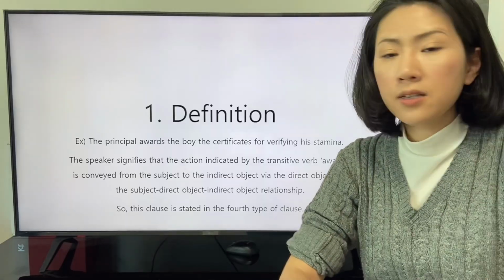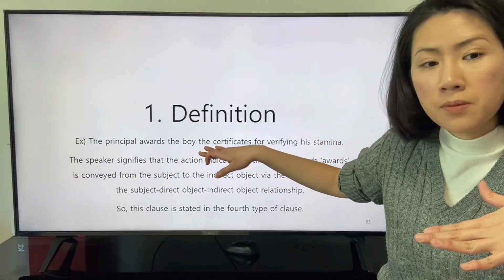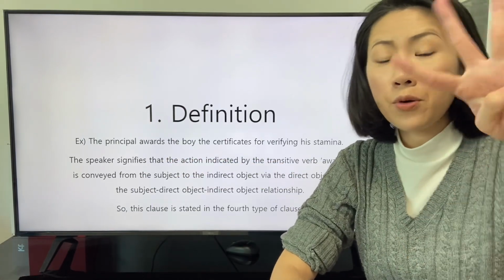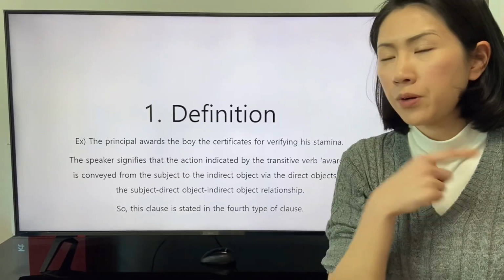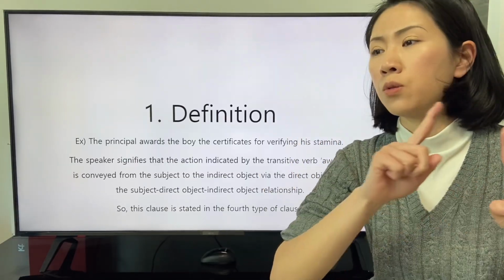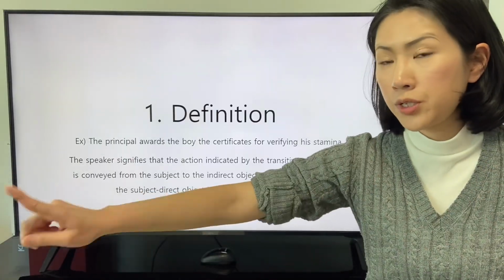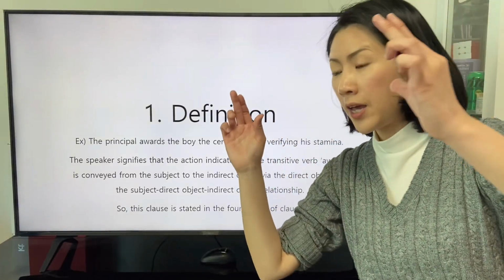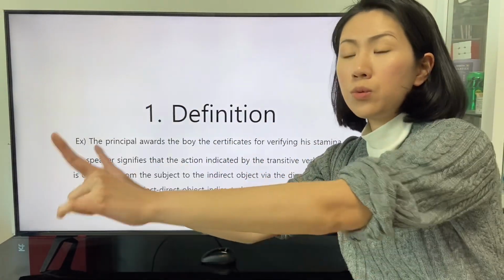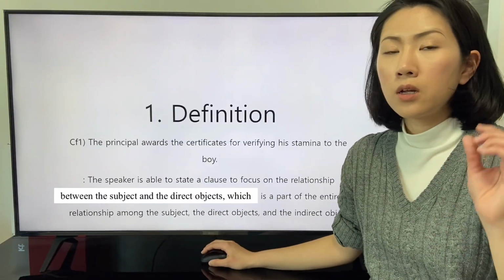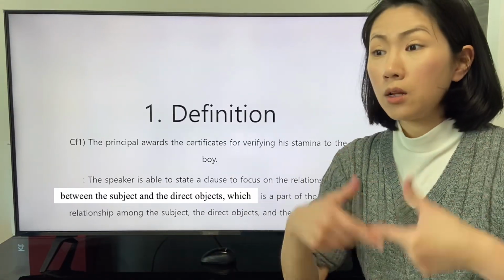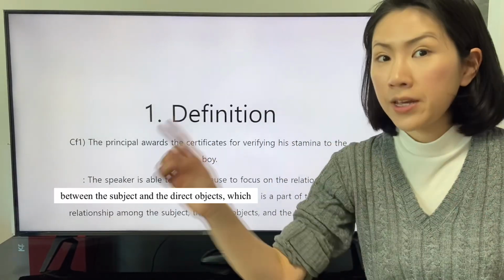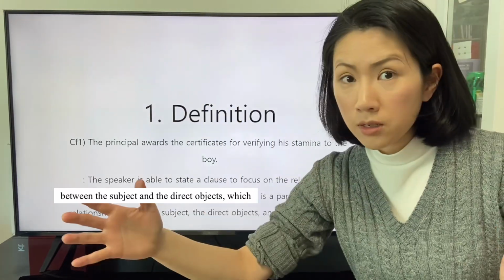In the subject, direct object, indirect object relationship. So this clause is stated in the first type of clause. The speaker reveals the perspective to focus on the entire procedure of conveyance from the subject via the direct object to the indirect object. The speaker can reveal the perspective to focus on the conveyance from the subject to the direct object.